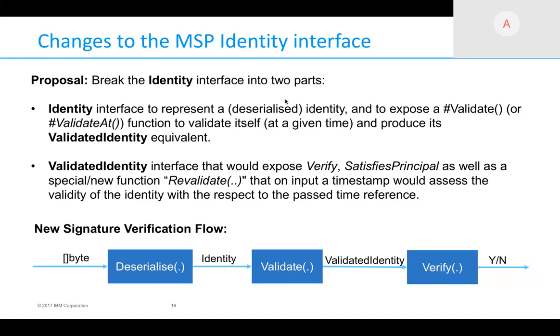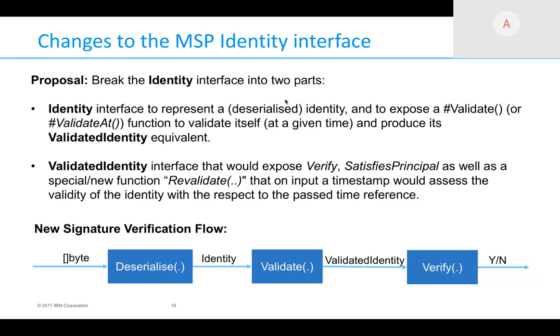So the flow, for example, to validate a signature will be the following. You take your serialized identity, you deserialize it, you get an identity, you validate it, and you get a validated identity. Only on a validated identity can you start reasoning about verifying a signature, or, for example, evaluating a policy. This is what we want to have. So with this identity, the expectation is that validate may fail, Angelo?